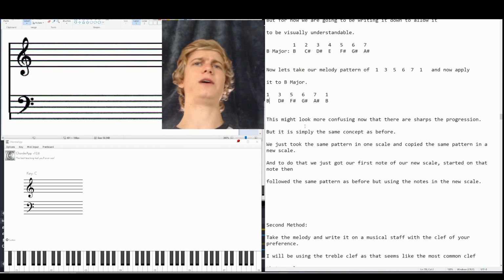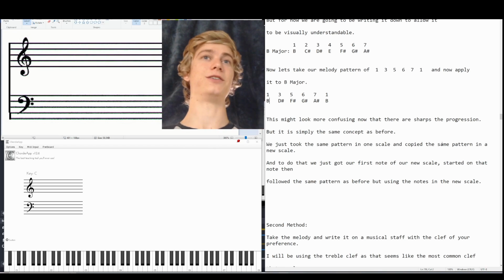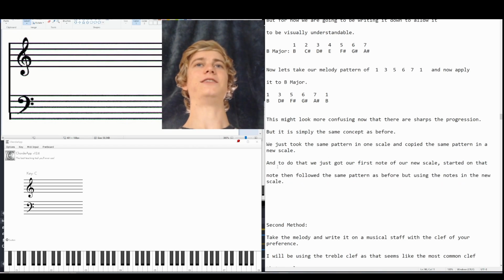So again, this might look more confusing now that there are sharps in this progression, but it's simply the same concept as before. So we took the same pattern in one scale and we copied the same pattern in a new scale. And to do that, we just got our first note of our new scale, started on that note, and then followed the same pattern as before, but using the notes in the new scale.